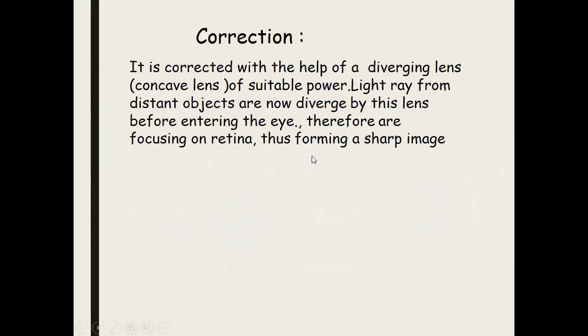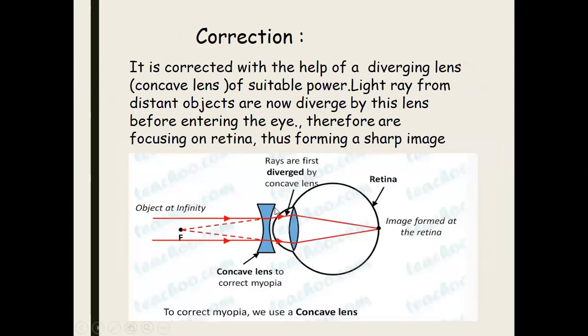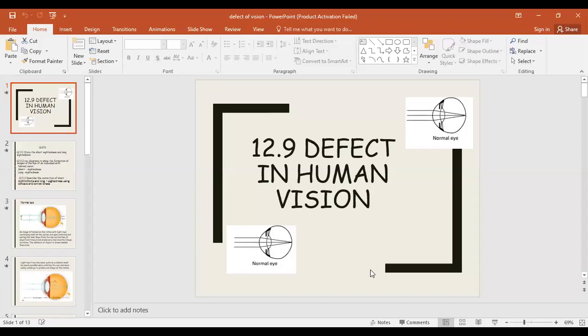This defect is because the image is forming in front of the retina and the focal length becomes short. So in order to increase the focal length, we need a diverging lens. A concave lens is a diverging lens used to correct myopia, and you can see that if the diverging lens is placed, it first diverges the ray further, and then after diverging it converges. In this way the focal length is increased and the sharp image is formed on the retina, and we are able to do this.